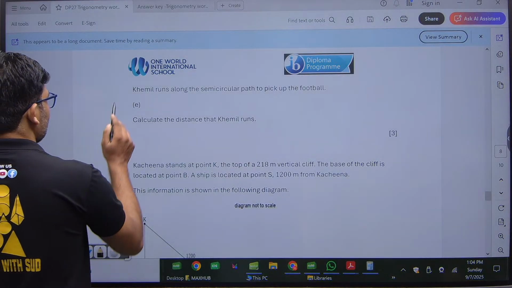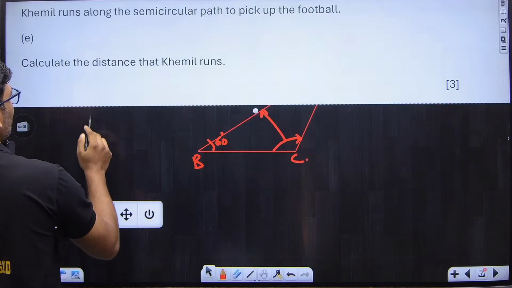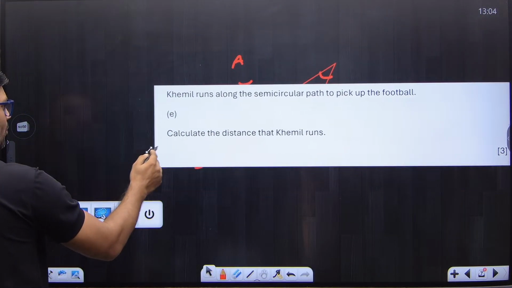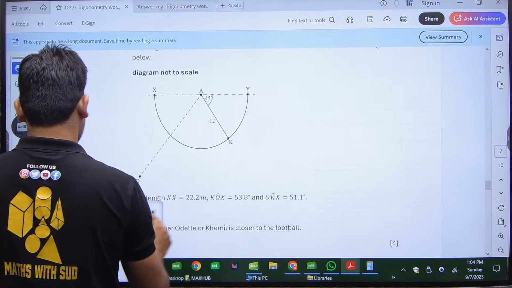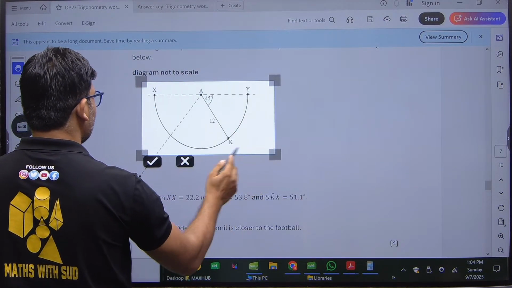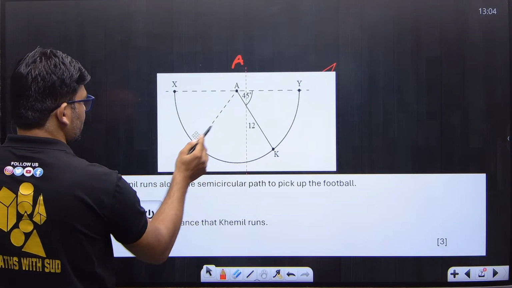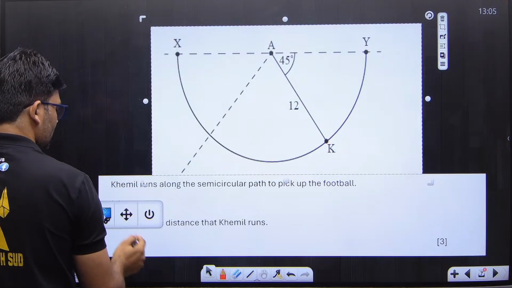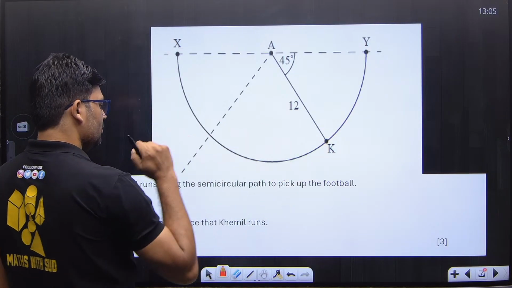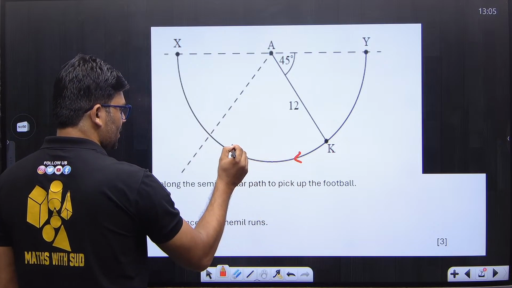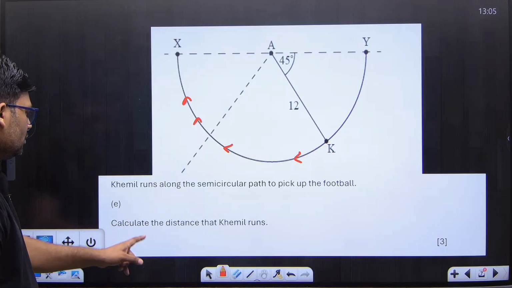So the last question says Camel runs along the semicircular path to pick up the football. So now the path that he has chosen is semicircular. And who uses that path? Camel. So Camel is running to pick up the football, so he will follow this path only. Calculate the distance that Camel runs.